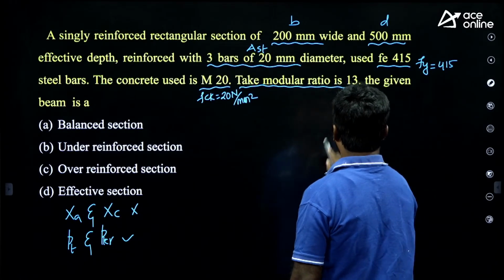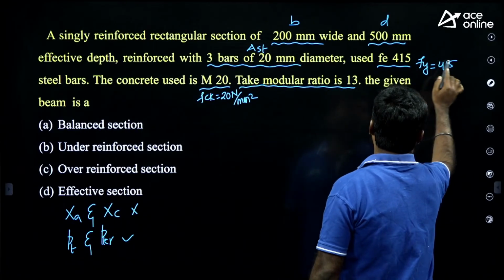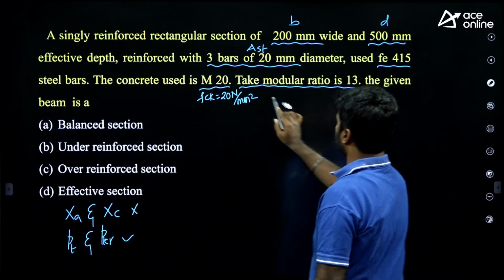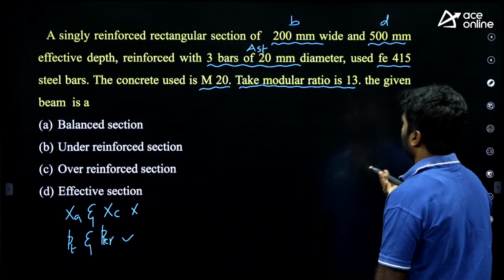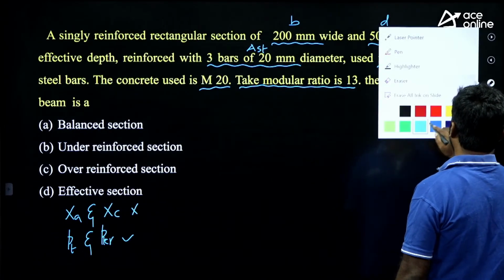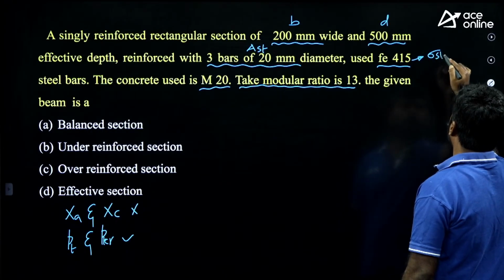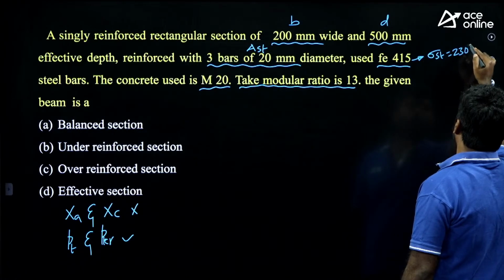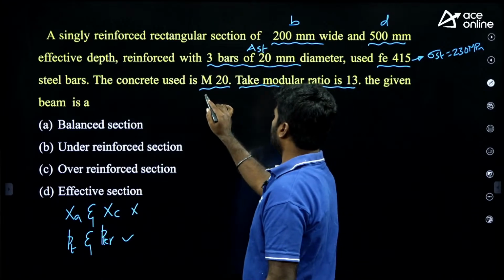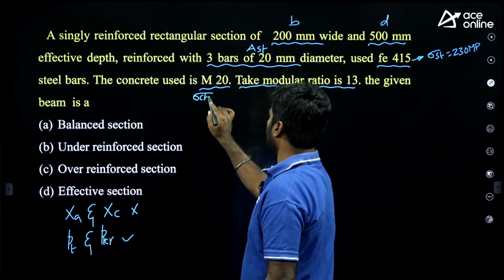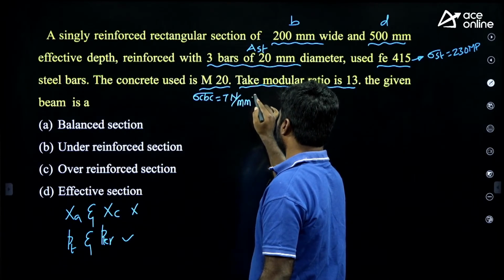Okay, here since it is a working stress method, instead of writing Fy and Fck, I can write down the permissible stresses. If it is limit state method, we can write Fy equals 415, Fck equals 20, like that. But here I can write in another way. For this one, sigma st value is 230 Newton per mm square, or you can say 230 megapascal. For M20 grade concrete, sigma cbc value is 7 Newton per mm square, okay?